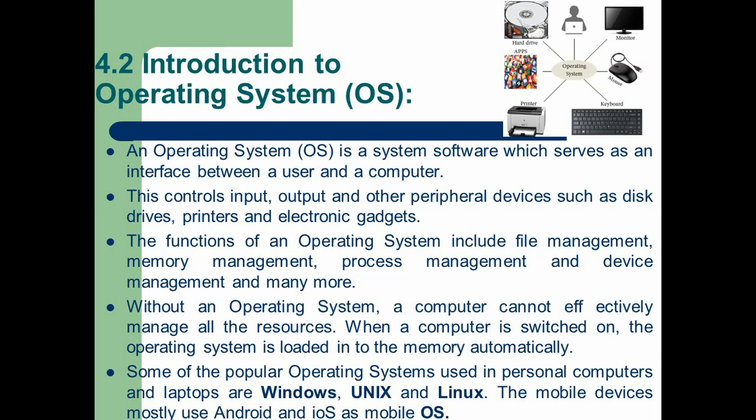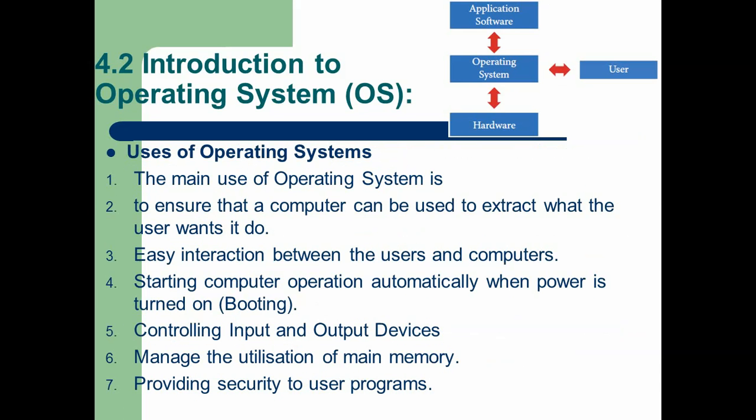Now, some of the popular operating systems are Windows, Unix, Linux. Mobile devices mostly use Android and iOS operating systems. Operating system can be called OS in short. Next topic is uses of operating system. In this, we are going to discuss uses of operating system.